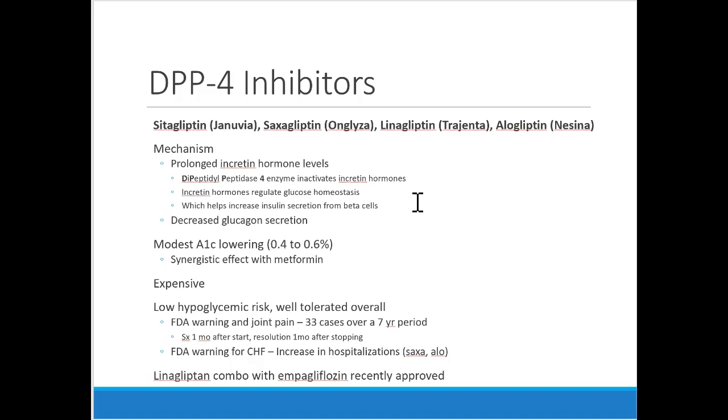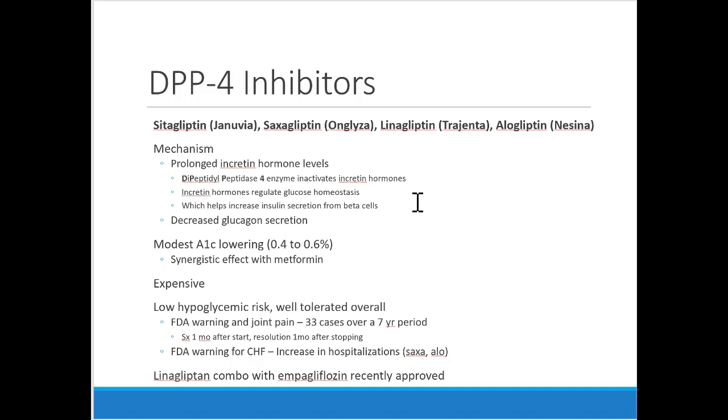DPP-4 inhibitors. Sorry about all the names of these hypoglycemic agents. Believe me, I'm not the one who came up with all this stuff. I wish. I probably wouldn't be doing this right now. But DPP-4 inhibitors are a group of drugs. I call them the gliptins because they all end in gliptin. And the mechanism is prolonged incretin hormone levels.